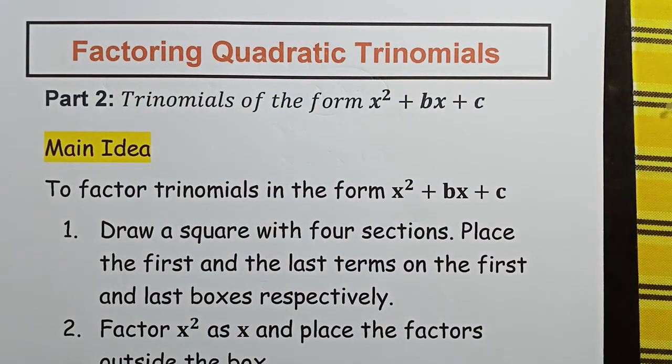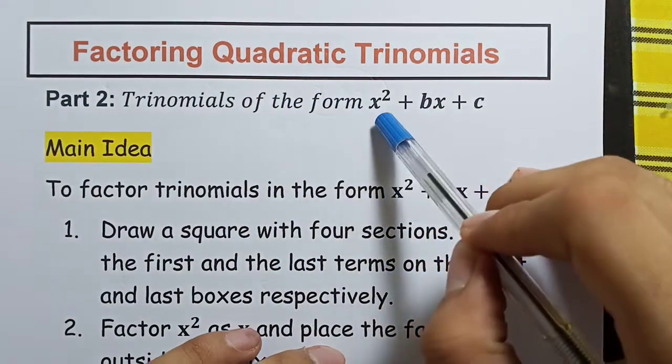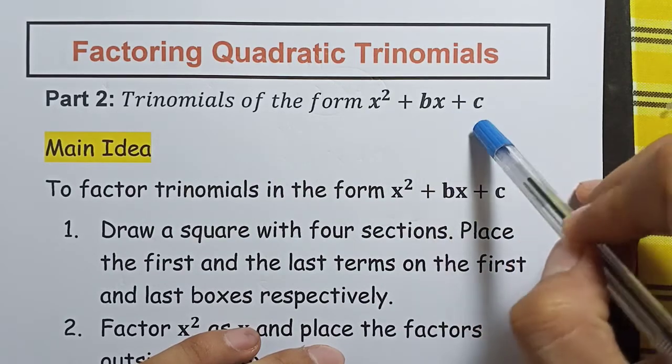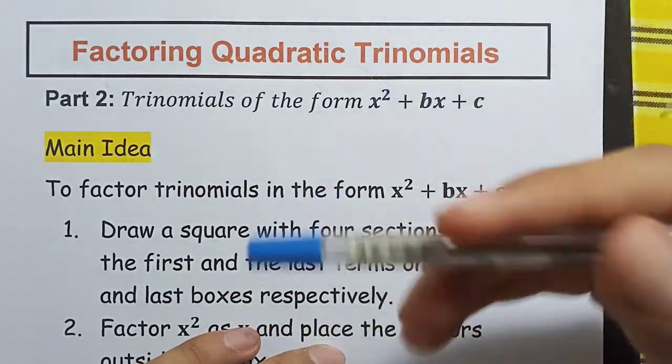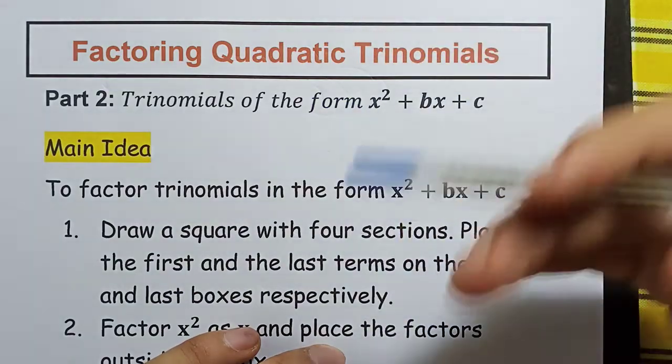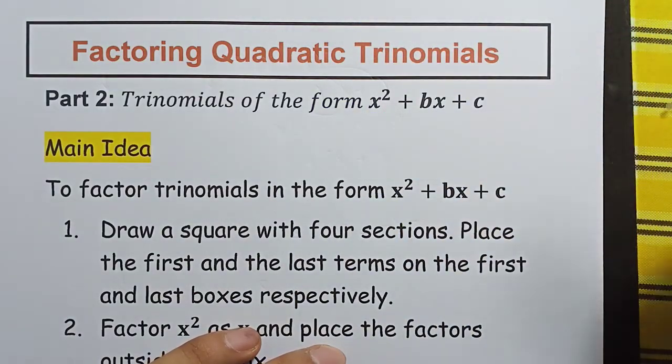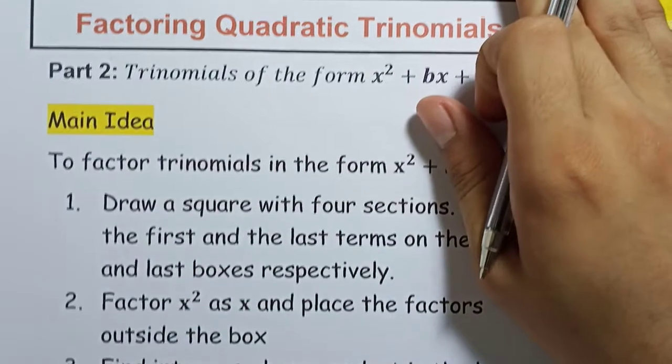Quadratic trinomials of the form x squared plus bx plus c. So, ito yung mga quadratic trinomial na hindi perfect square. So, paano kapag hindi na perfect square? So, main idea, basahin natin.